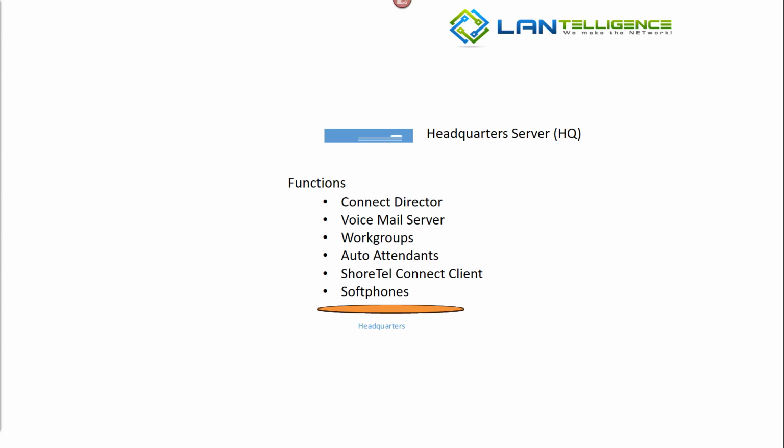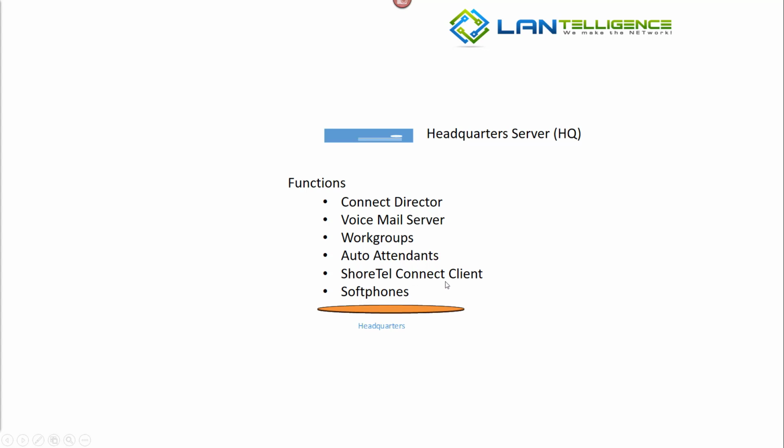The one thing to keep in mind, especially with this last one, softphones, is that there are different functionalities in each piece of these. For instance, the Connect Director runs off the HQ. The voicemail server can be on the HQ, or in other locations as well. Workgroups can reside on the HQ or be distributed amongst other DVS systems as distributed workgroups. If you ever configure an auto attendant, you realize that there is no location that you assign it to. The auto attendants are all configured on the HQ, and then they get distributed to the rest of the voicemail appliances.